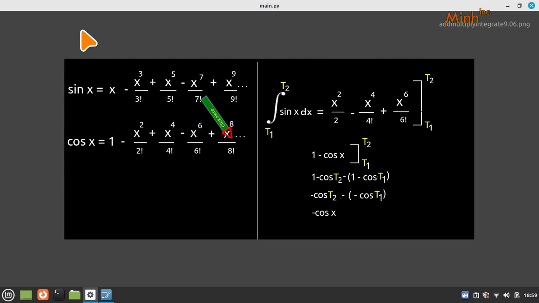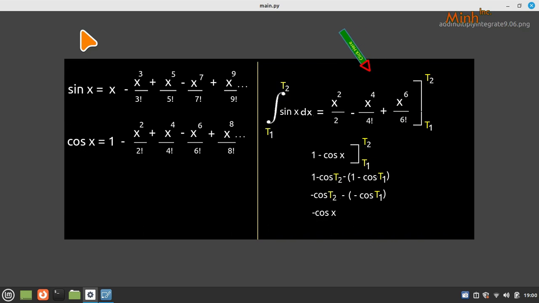Now if I do the integral from t1 to t2 of sin x dx, we'll do it term by term. So x would change to x square by 2, x cube would change to x to the power 4 by 4, and with the 3 factorial combination it would become 4 factorial, and then x to the power 6 and 6 factorial, and x to the power 8 and 8 factorial. So it would become x square by 2 minus x to the power 4 plus x to the power 6, evaluated from t1 to t2.